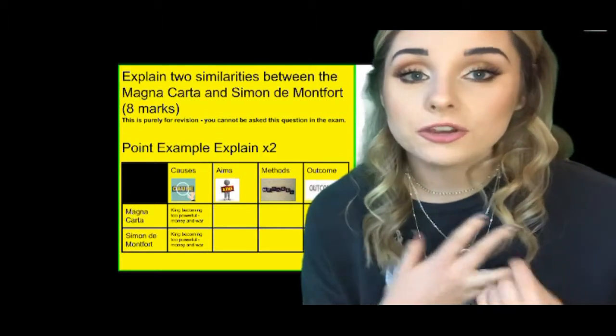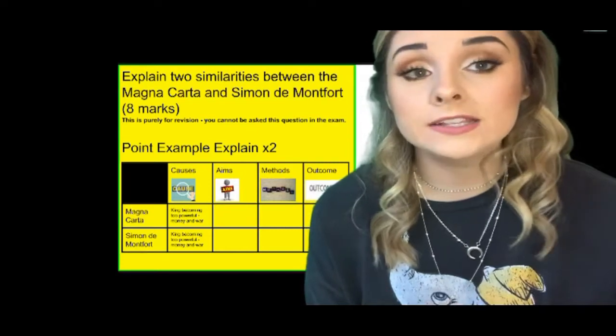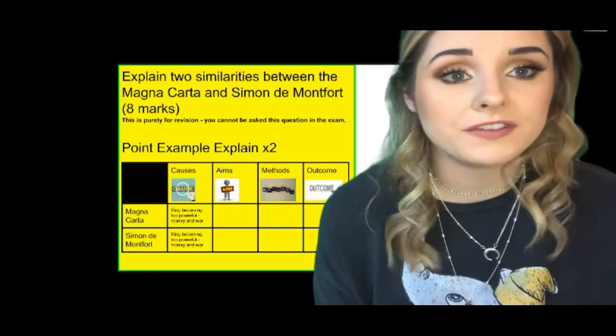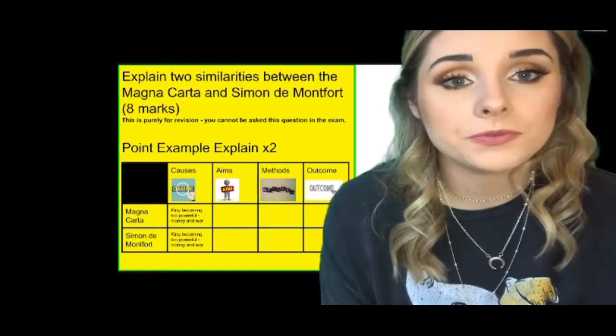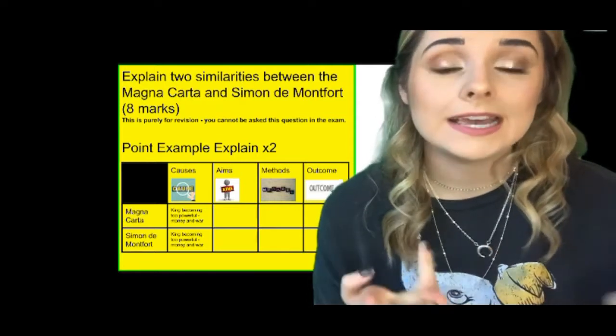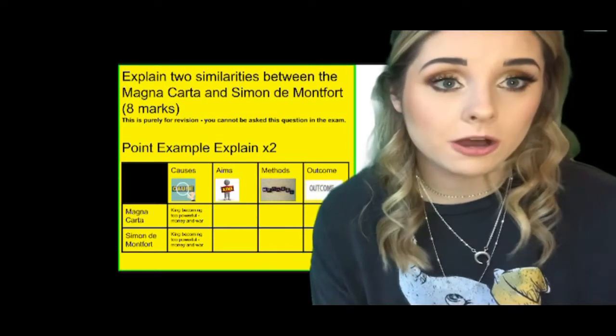You're going to answer this by doing 2 PEEs, so 2 paragraphs, and if it helps when it comes to revision, use this table to help you. The way we remember this is CAMO, so causes, aims, methods, and outcome.